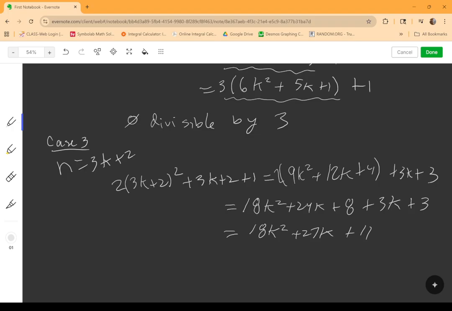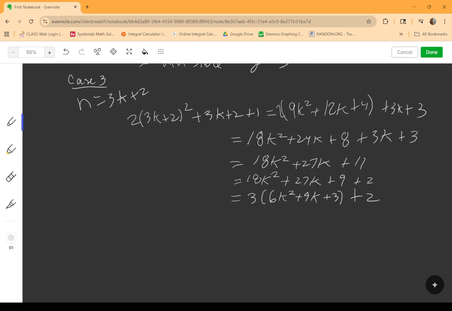All right. And here, again, the first two terms have a factor of 3. The last one doesn't, but if I rewrite it in this way, plus 9 plus 2, now we can factor the first three terms by factoring out a 3. And again, it is of the form where this term is a multiple of 3, but then we add 2, so it is no longer a multiple of 3. In other words, it is not divisible by 3. All right, and that is how we construct a proof by cases.